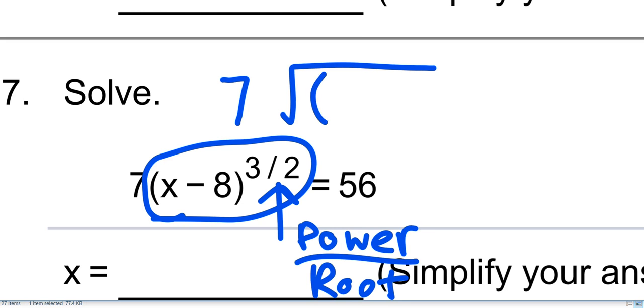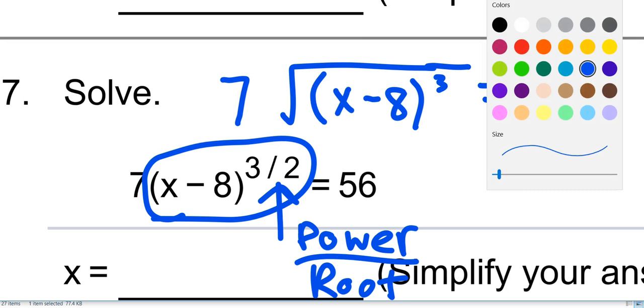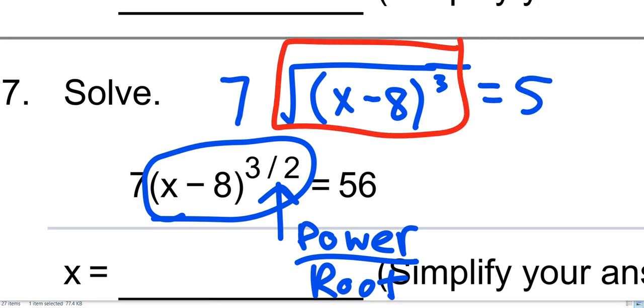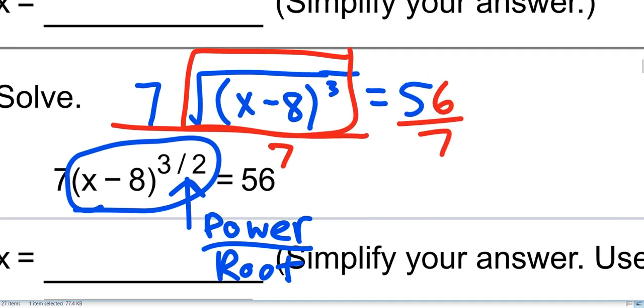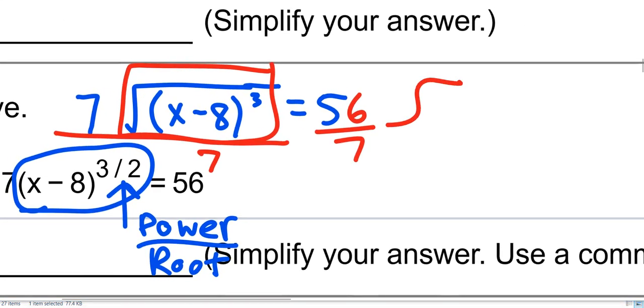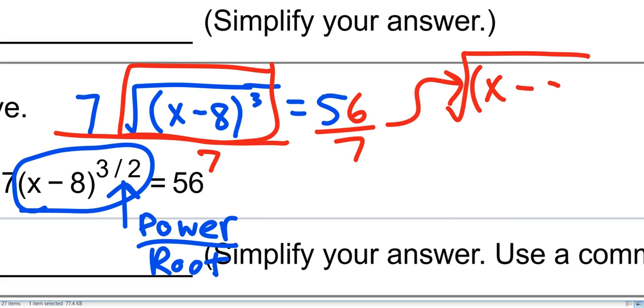So it is the square root of x minus 8 to what power? To the third power equals 56. Is the radical by itself? No. So what do we do? Divide by 7. Oops, that's a 56. Sorry, I dropped my 6 for some reason. It is 56. I forgot my 6. So 56 divided by 7, isn't that just 8?